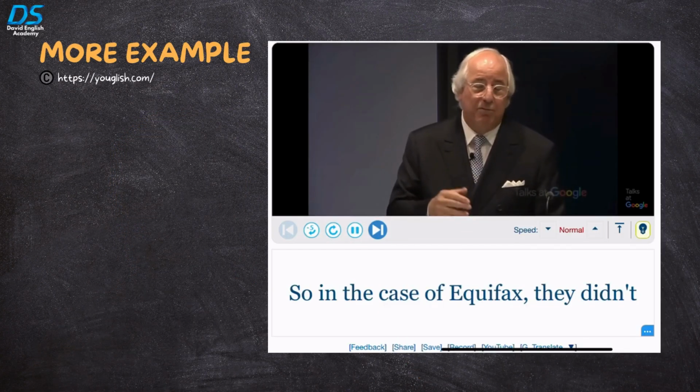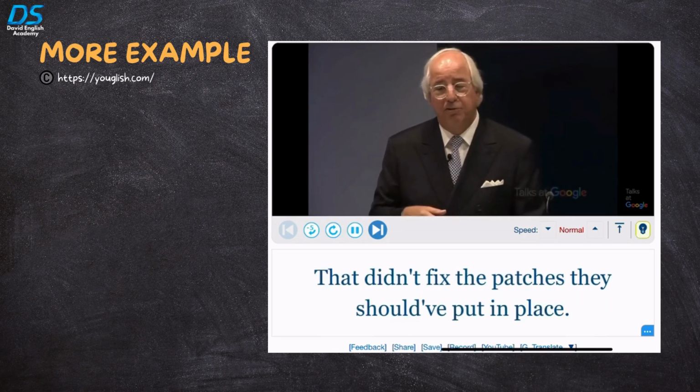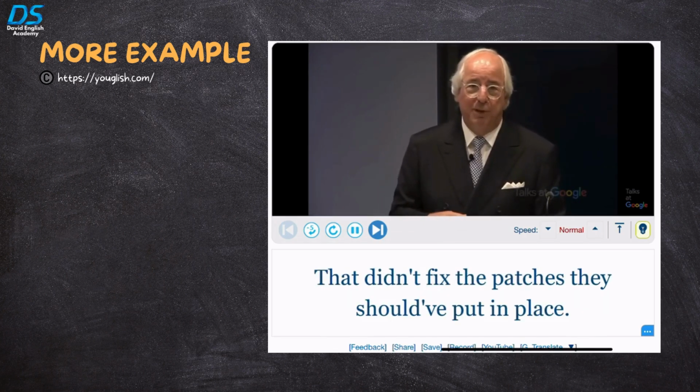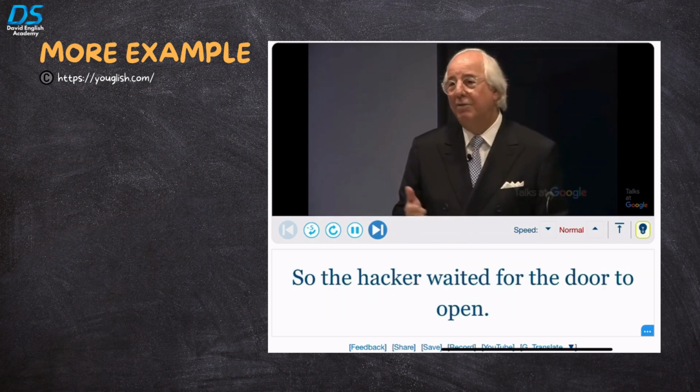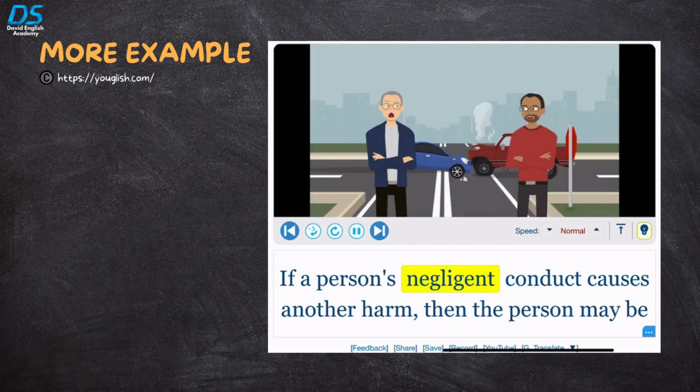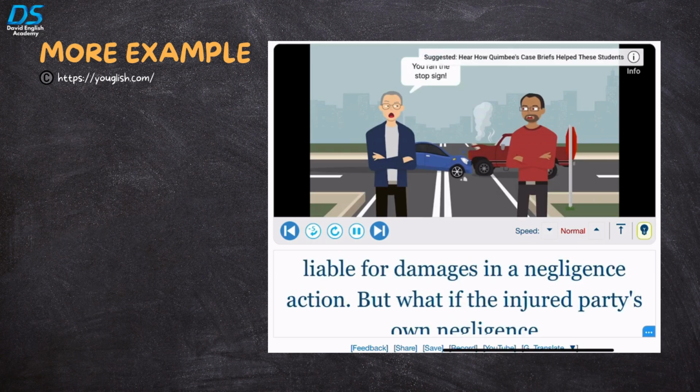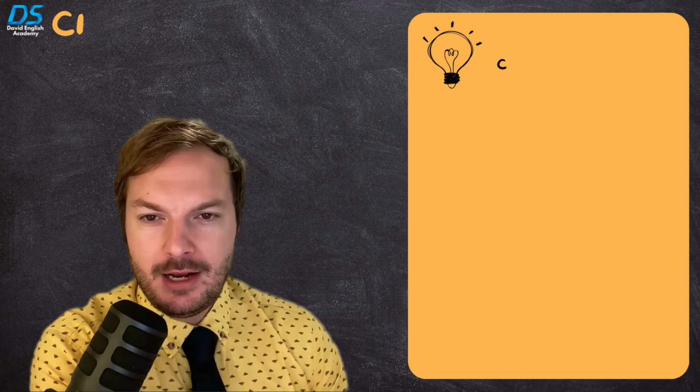So in the case of Equifax, they didn't update their infrastructure, they didn't fix the patches they should have put in place. They were very negligent in what they were doing, so the hacker waited for the door to open. If a person's negligent conduct causes another harm, then the person may be liable for damages in a negligence action.